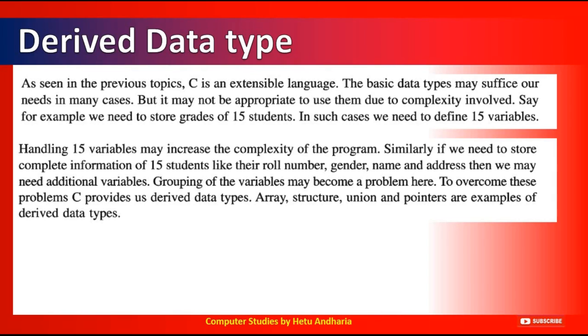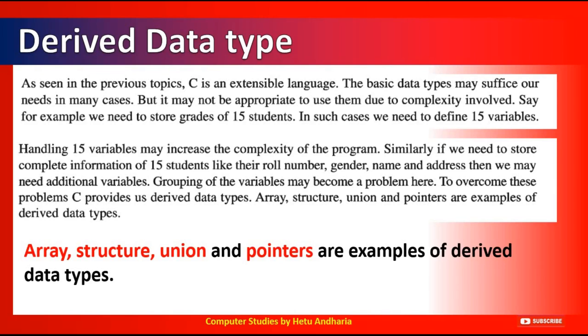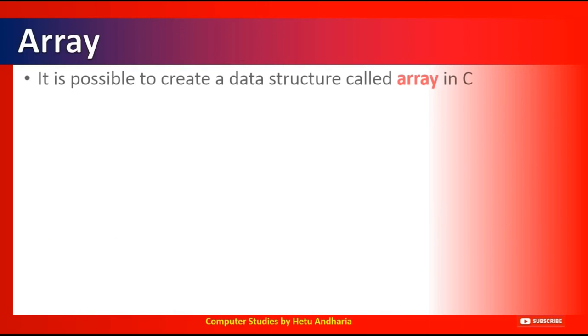To overcome this problem, C provides us derived data types. Derived data types are array, structure, union and pointers. These all are different derived data types, from which just now we will try to understand what is array. It's very simple, you will be able to understand what's an array.